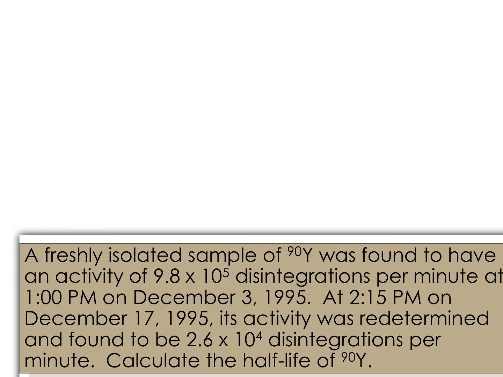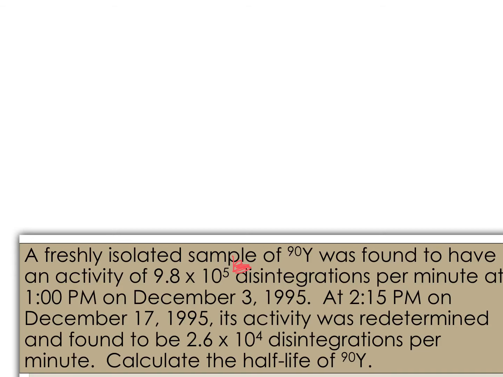A freshly isolated sample of 90Y was found to have an activity of 9.8 times 10 to the 5th disintegrations per minute. Now it sounds like a rate, so for now, I'm going to identify it as a K. At 1 p.m. on December 3rd, 1995, at 2:15 on December 17th, 1995, its activity was redetermined and found to be 2.6 times 10 to the 4th disintegrations per minute. So I can't have two Ks. So this actually isn't a rate constant because it's changing. This is more like an initial and a rate at a specific time.